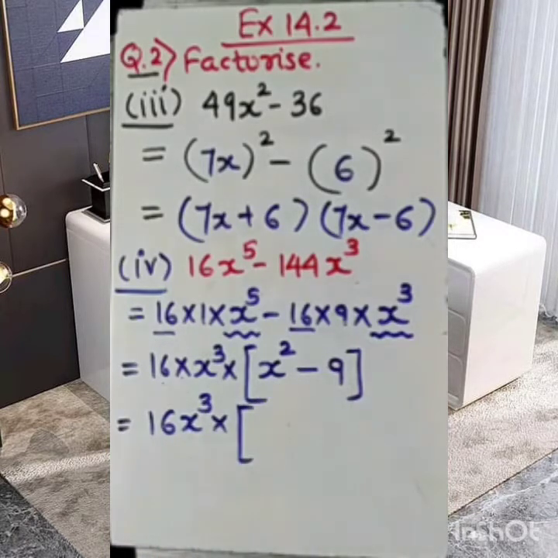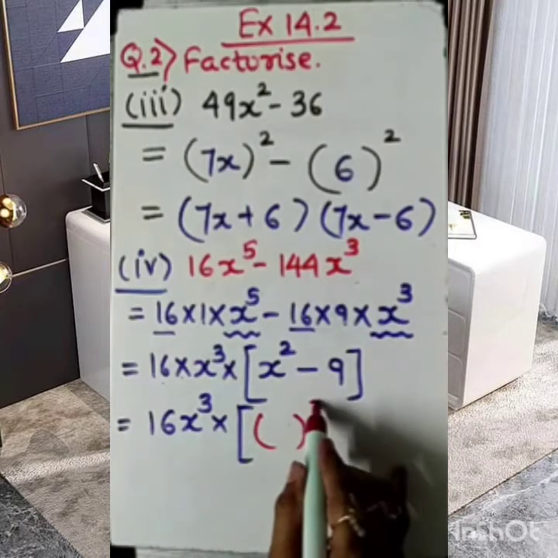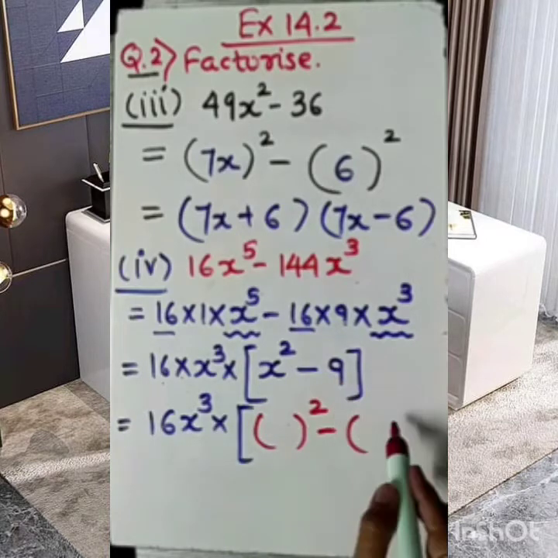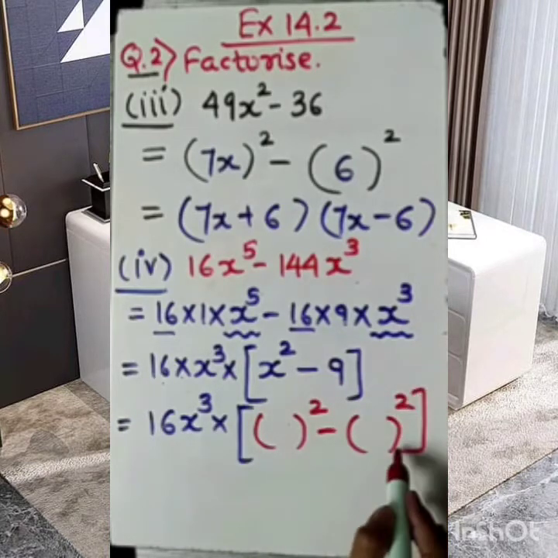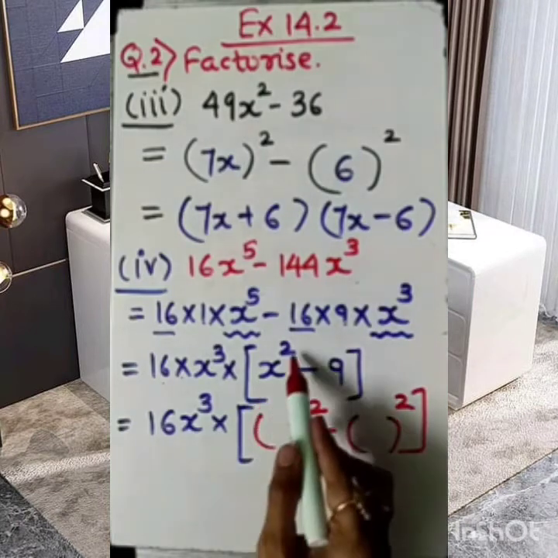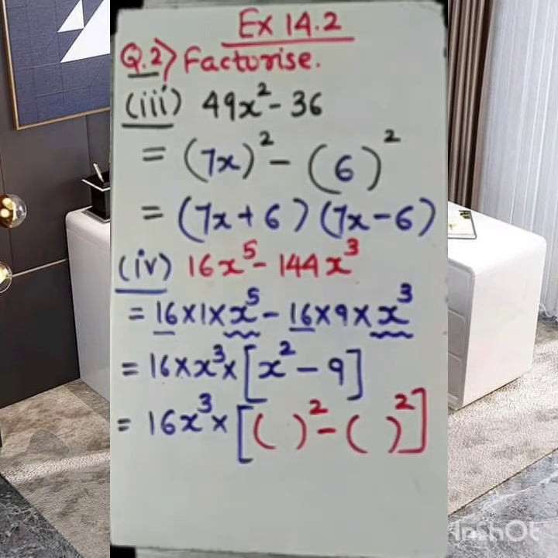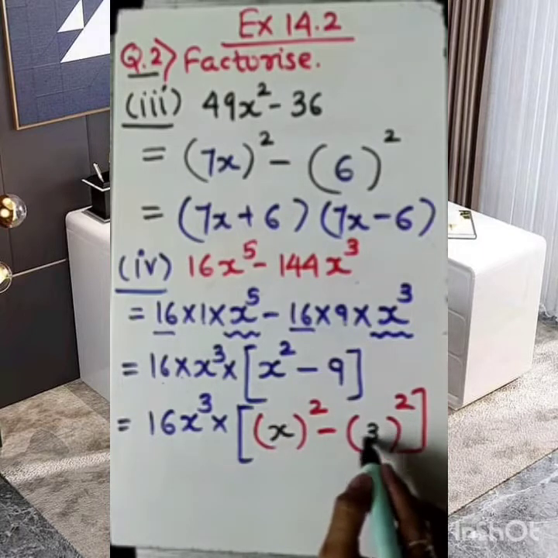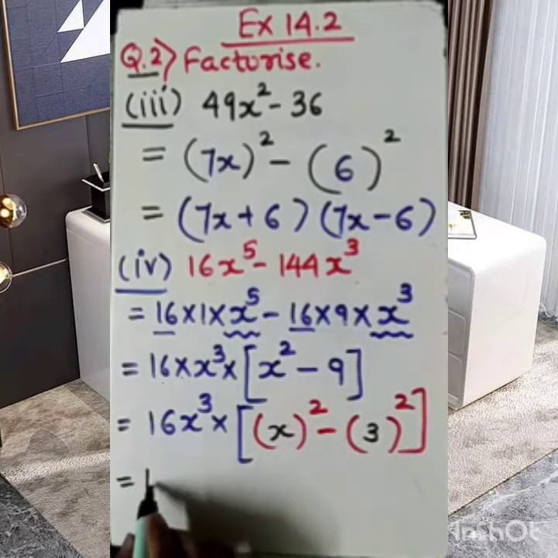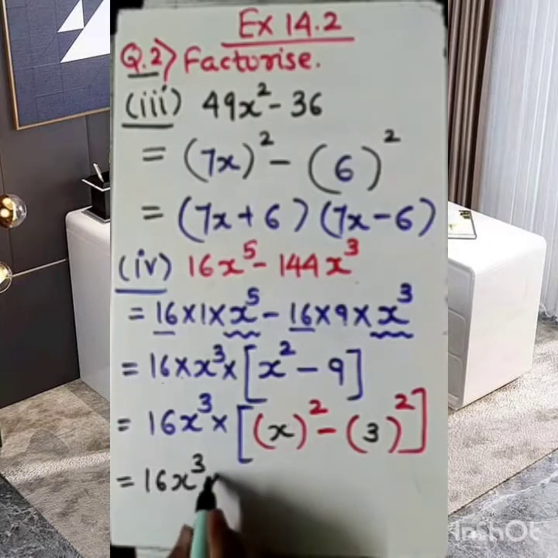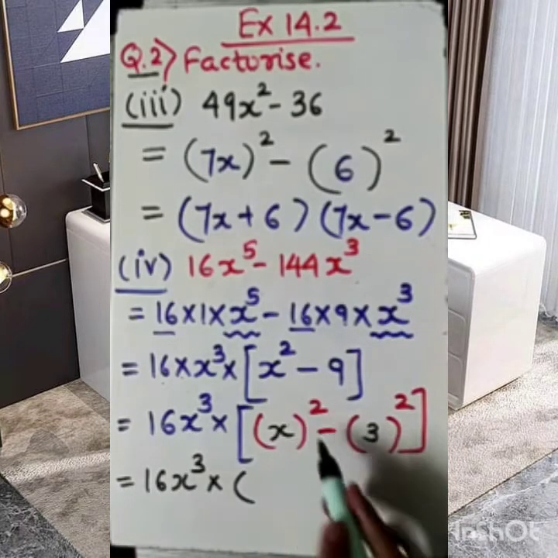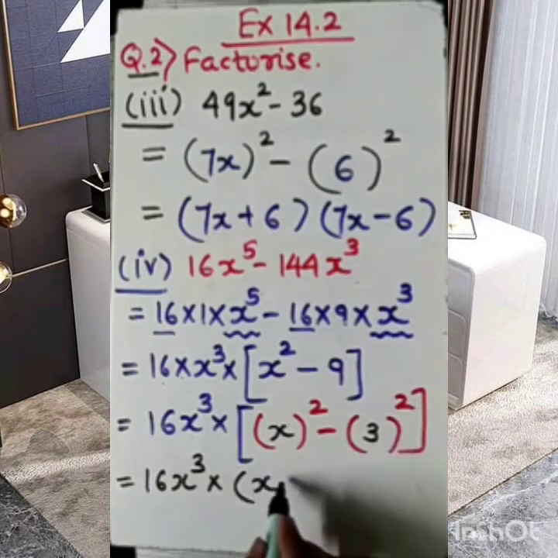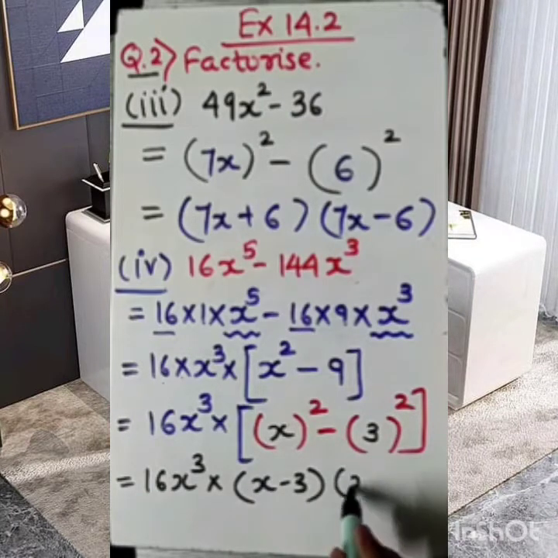Now if we are a keen observer, then we need to apply the third identity here, as we know that this is a perfect square of x and this term is also a perfect square of 3. We know x square is a perfect square of x and 9 is a perfect square of 3. So if we apply the third identity, it says that a square minus b square equals a minus b and a plus b.